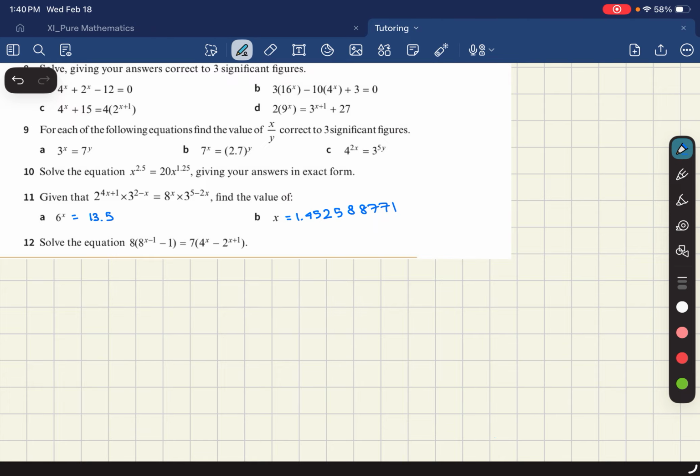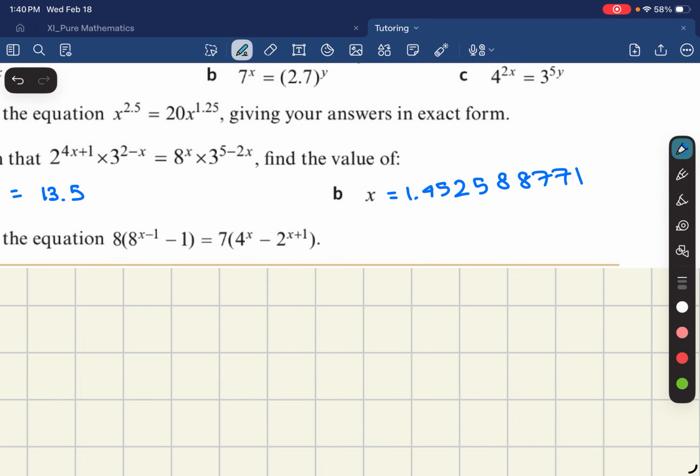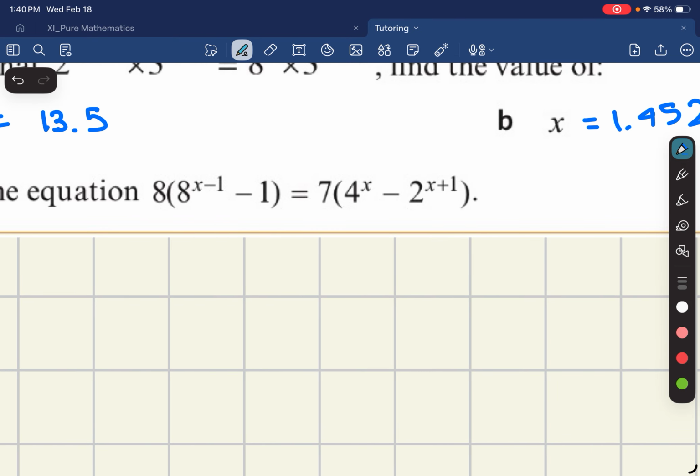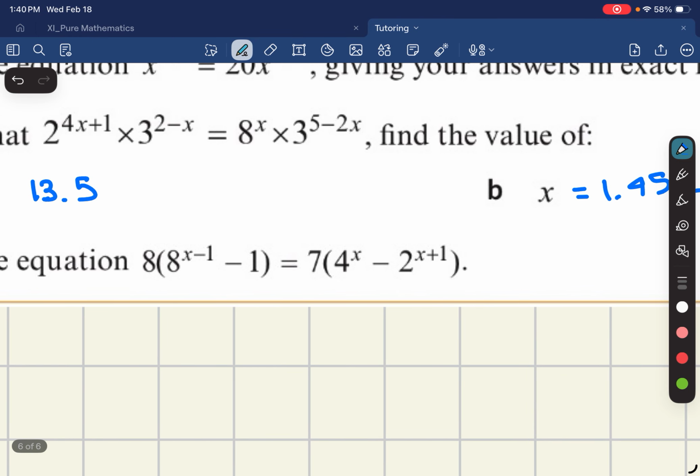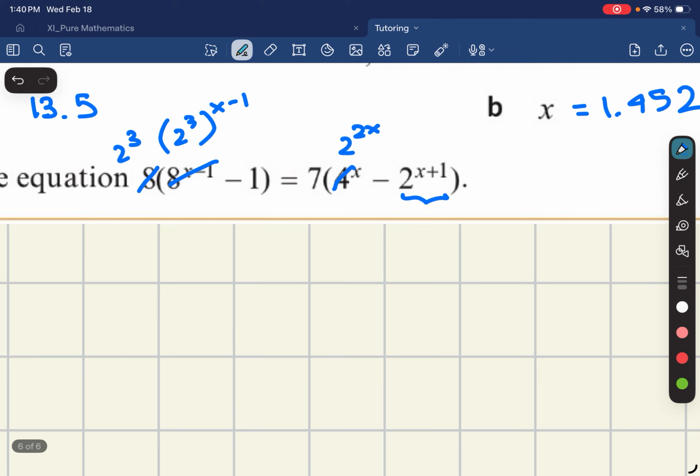And now this looks very, very similar. So it's just recognizing patterns. I have 2 to the power something. I can write this as 2 to the power 2x. And I can write this as 2 to the power 3, x minus 1. And I can write this as 2 to the power 3. And that makes it much easier to solve.